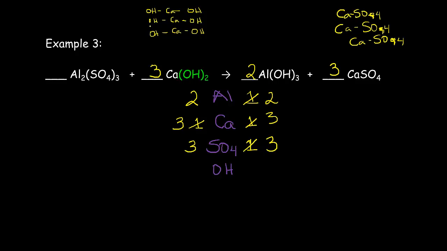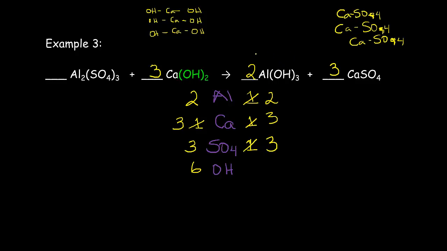So how many OHs do we have? Well, we have 1, 2, 3, 4, 5, 6 total OHs. Another way you can do this is just take your coefficient and multiply it by your subscript, and that will tell you how many of those total pieces that you have. So 3 times 2 is 6, so we have 6 OHs.